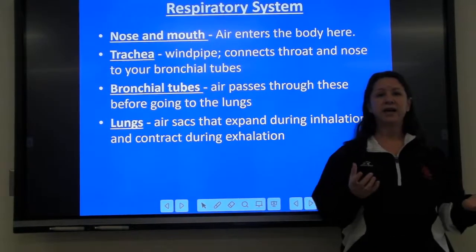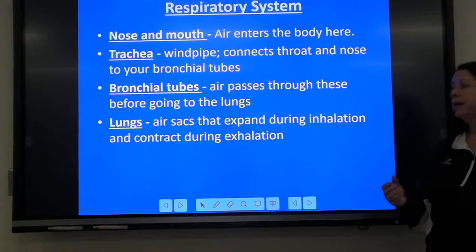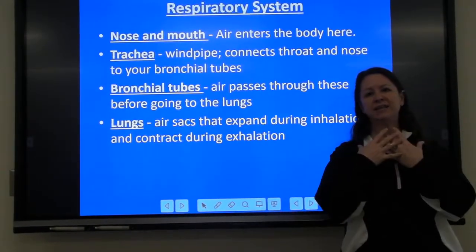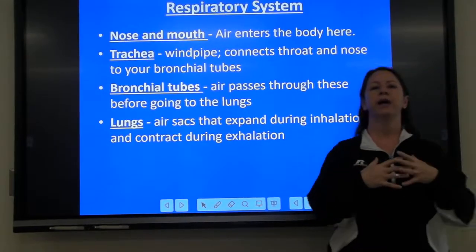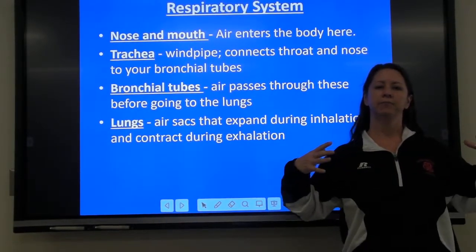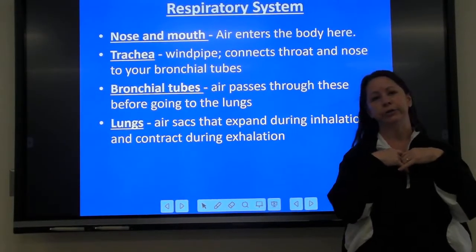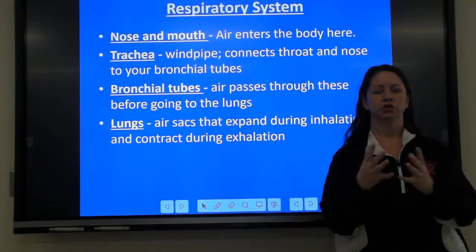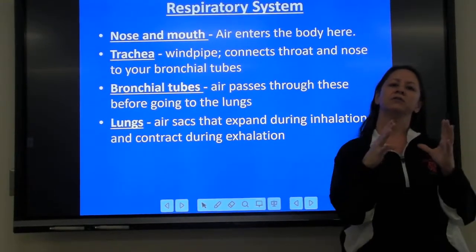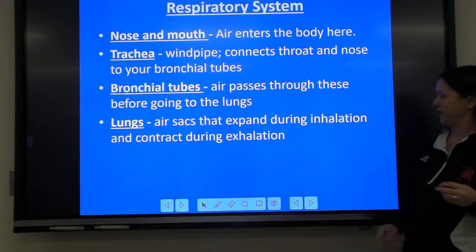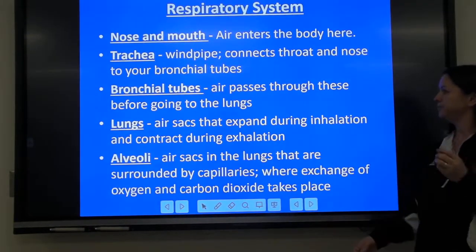The lungs themselves are large sacs that can expand during inhalation and they contract during exhalation. So what happens is your chest opens up. That's what it means by they expand, and that lets air flow into your lungs, and then they contract. Your chest kind of closes down a little bit, and that pushes the air back out. So during exhalation, they contract.